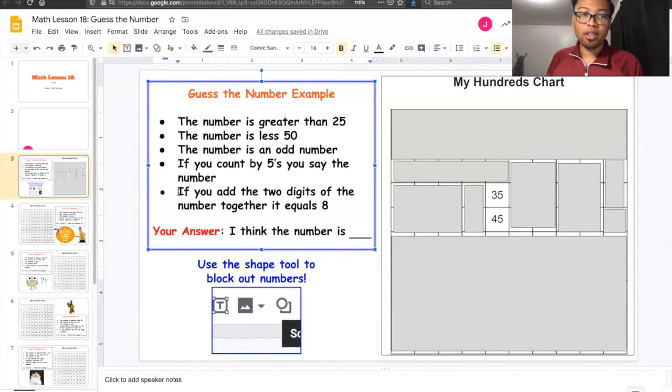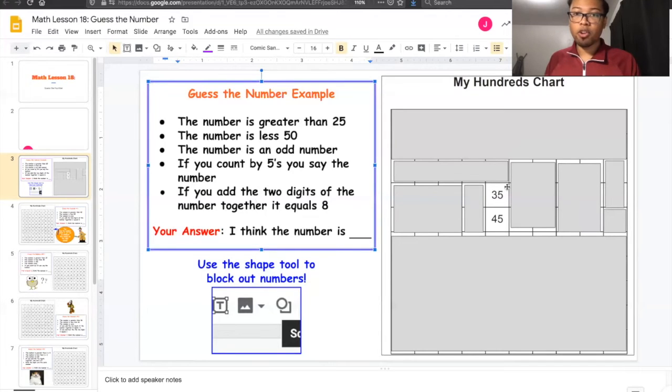And last one, my last hint: you add the two digits of the number together, it equals 8. What a digit is, remember, is the numbers that make up the number. So the digits in this case would be 4 and 5, and 3 and 5. If I add 4 plus 5, that gives me 9. So the sum of 4 plus 5 is 9, and that is not going to be my answer.